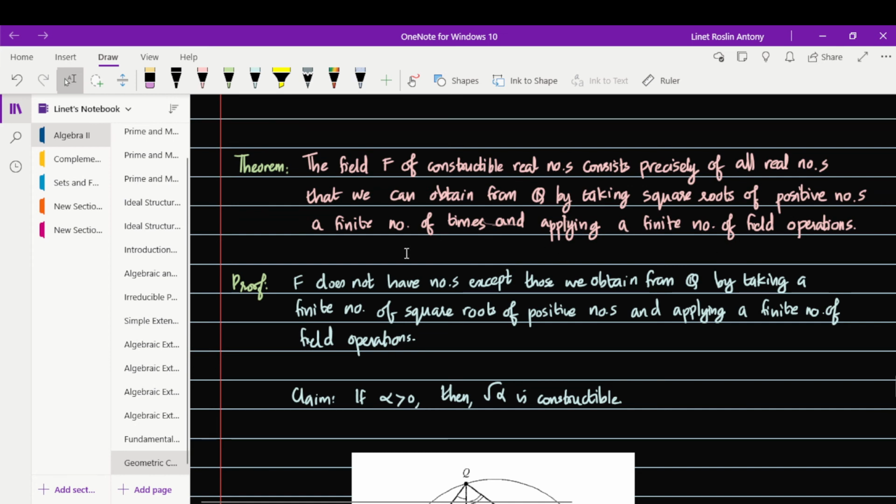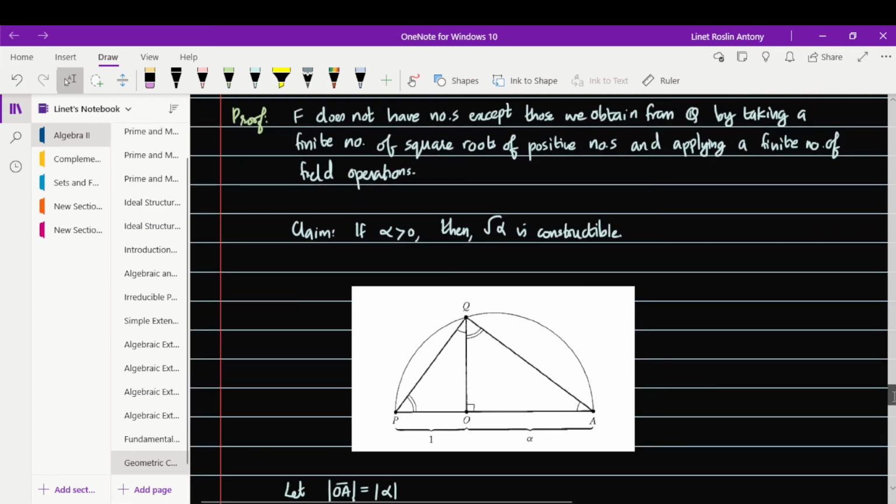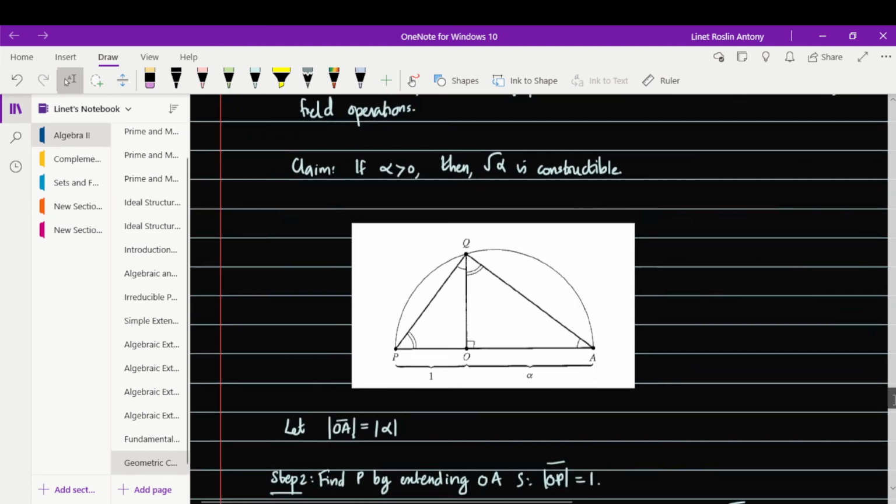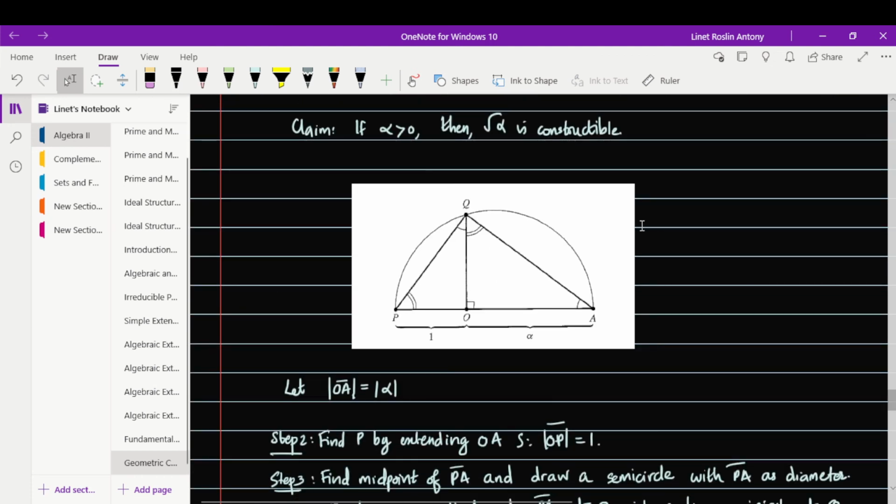As of now, we have mentioned that F doesn't have numbers except those we obtain from Q by taking a finite number of square roots of positive numbers and applying a finite number of field operations. What remains is the claim: if alpha is strictly greater than 0, then square root of alpha is constructible. For that, you have to consider this figure.